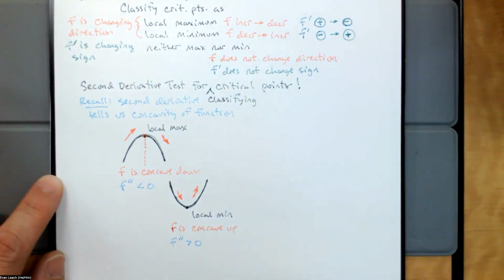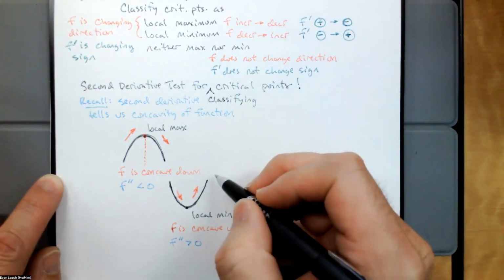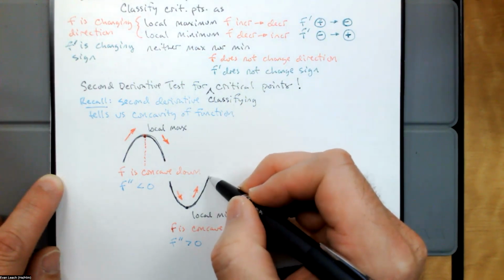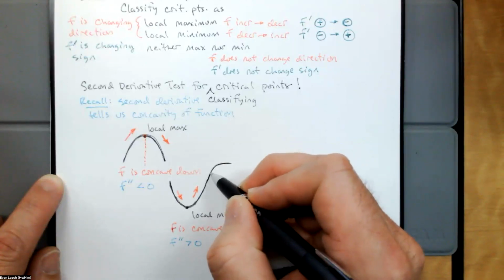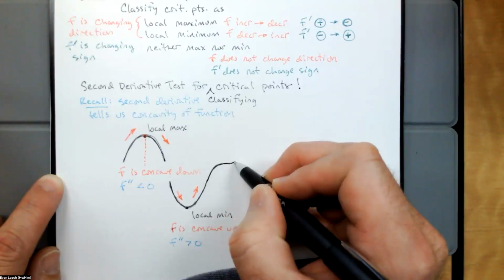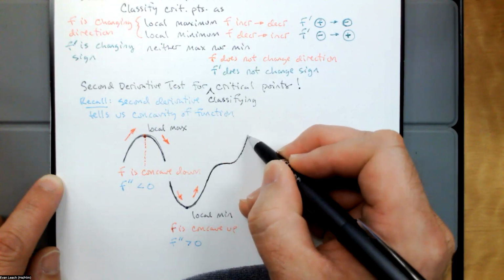So it could be that we have a critical point that is neither a local maximum nor a local minimum. The function just goes flat, and in this case, just continues to increase.